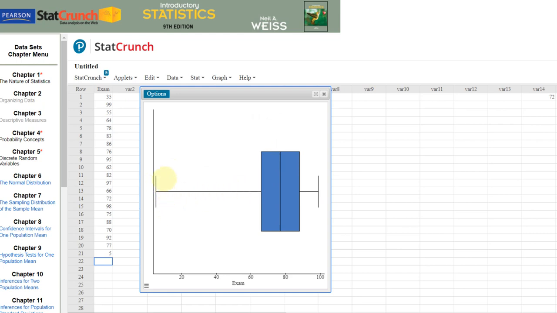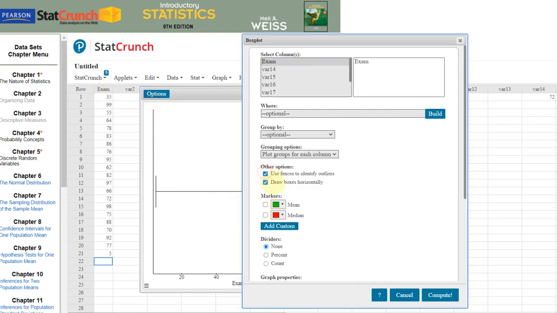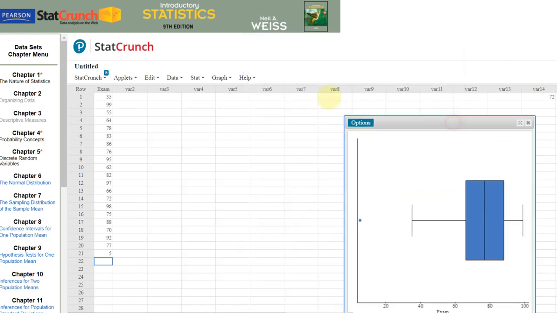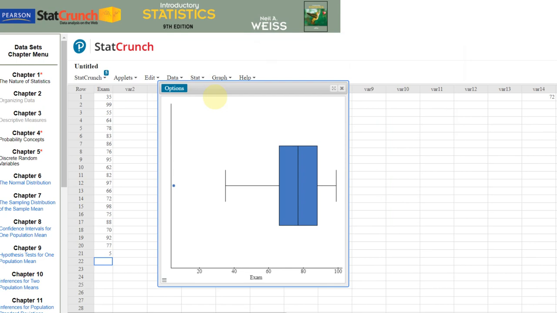Now, we don't like to be misled by just one score. So what's going to happen is once I choose the fence option, this score of 5 would be an outlier. And then you're going to see the next higher point than 5, the next larger value is 35. I'm going to go options, edit, and use fences to identify outliers, and compute, and there you go. So there you have it. But in the original data, we did not have the score of 5. I just want to show you how that outlier option works.